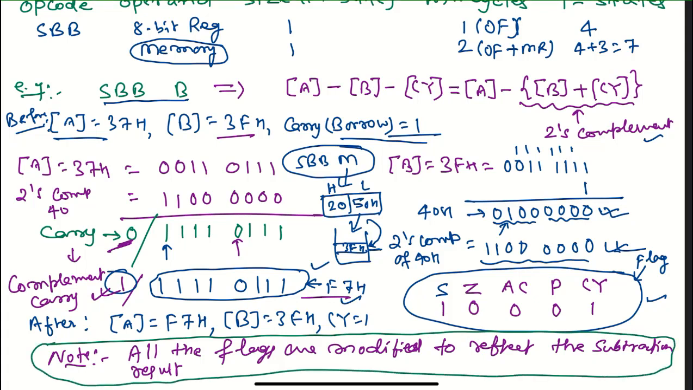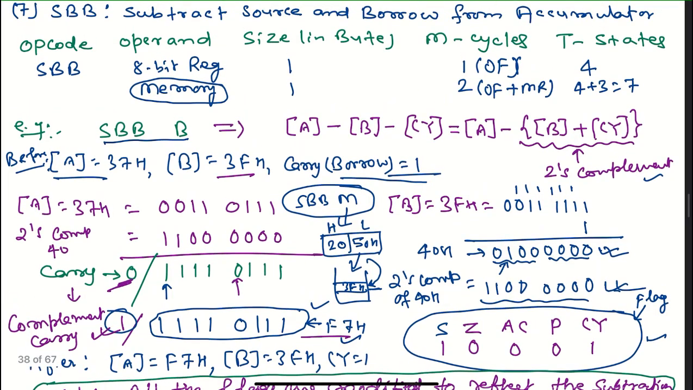In this way we have learned how SBB works: before subtracting the B content, how it is added with the carry status, then how it is subtracted from the accumulator content using the 2's complement method, how it shows the impact over the flag results, and at the same time how to find out its size, machine cycle and T states. I hope you understand this instruction in a better way.